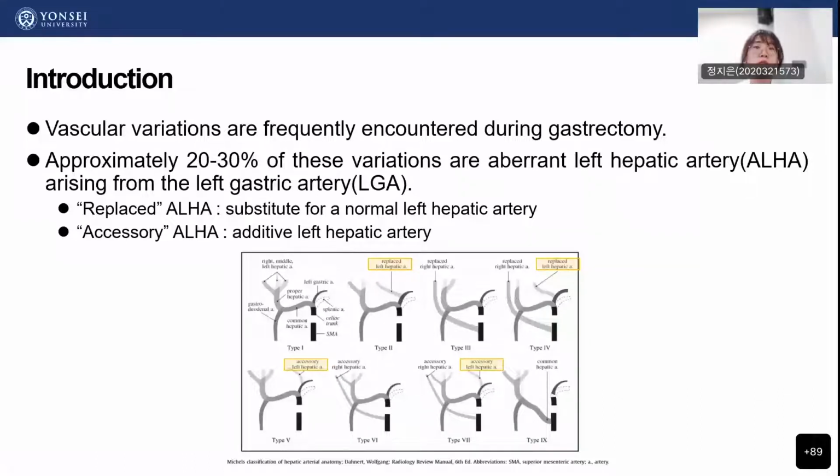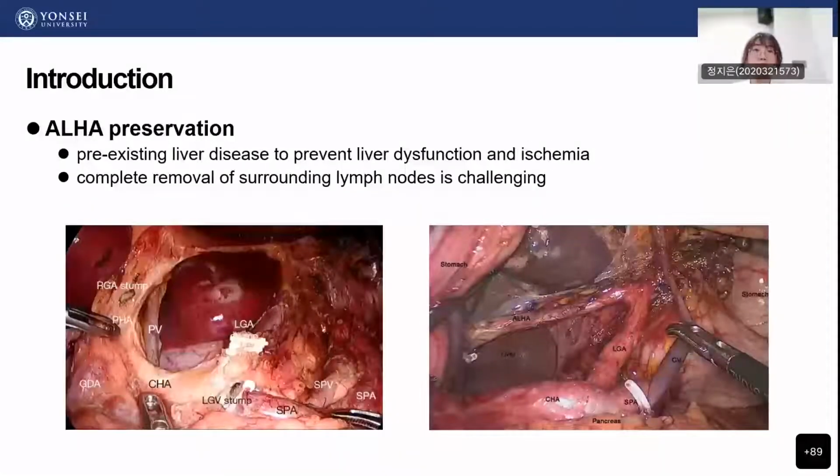Aberrant left hepatic artery is classified as either a replaced artery, which is a substitute for a normal left hepatic artery, or an accessory artery, which is present in addition to the normal artery. Radical gastrectomy for gastric cancer is required to ligate the left gastric artery at the root level to ensure lymph node dissection, and the existing aberrant left hepatic artery will inevitably be sacrificed.